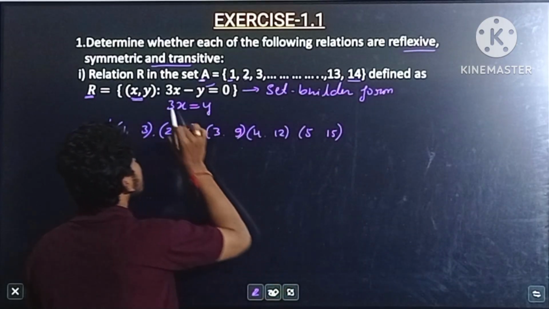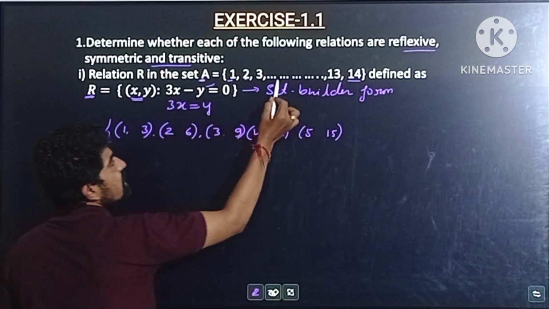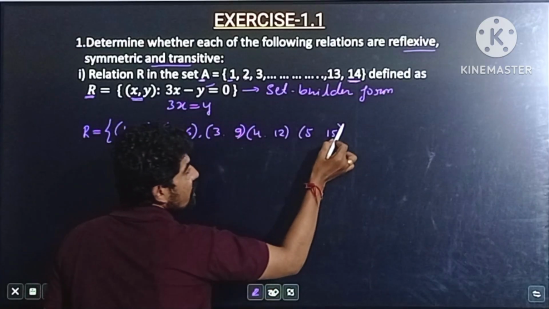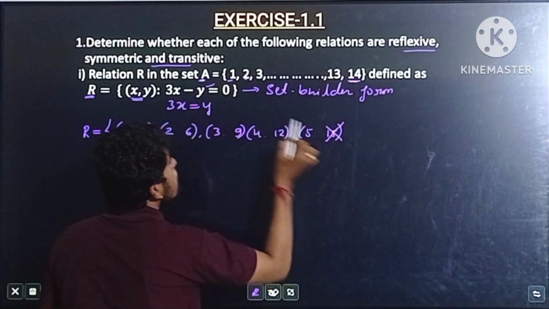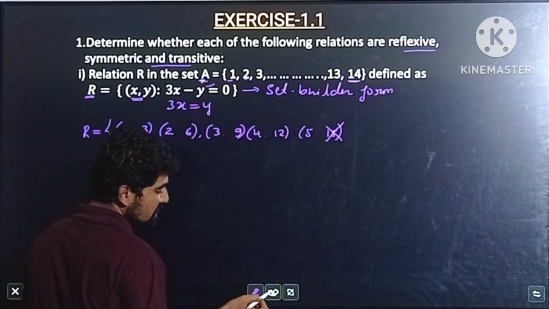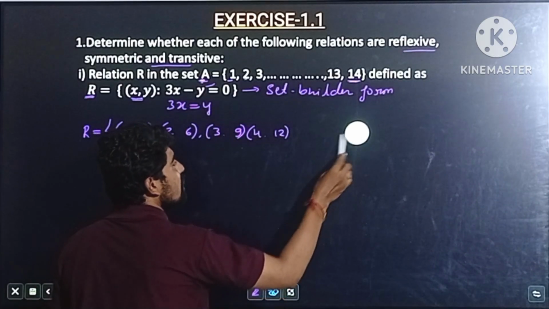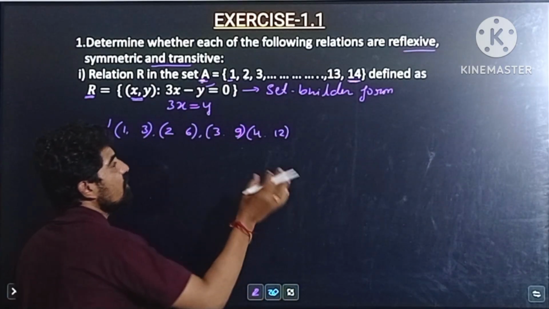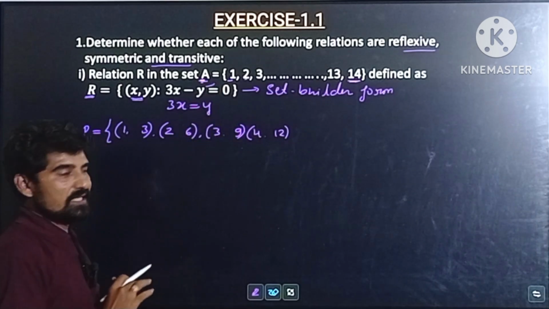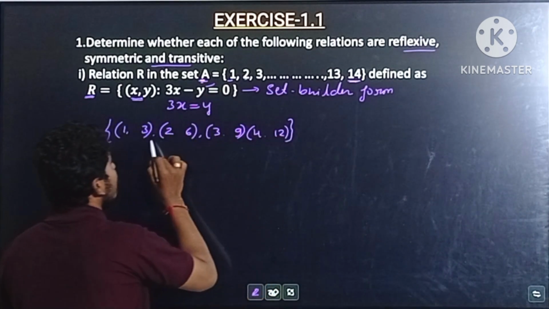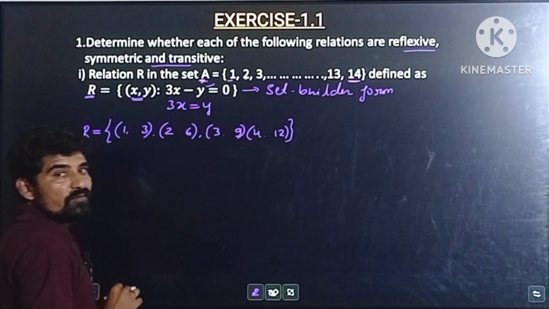Now observe here, this relation R is defined on the set A. Set A consists only up to 14, but this 15 does not exist in set A. Therefore, the last pair 5, 15 does not exist in the relation R, because the y value is not present in the set A. That's why the roster form of this relation R is (1, 3), (2, 6), (3, 9) and (4, 12).